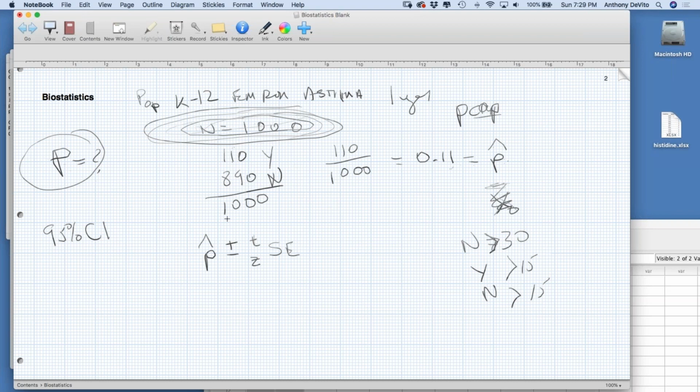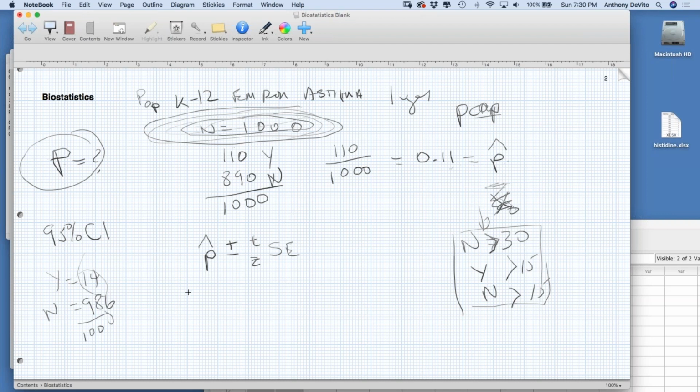Now, had the yeses been equal to 14, and the nos had been 986, that would still be a sample size of 1,000, but we wouldn't have qualified for our assumptions because one of the groups that we're examining is less than 15. So we want to make sure that we're working within the assumptions that we're starting with. Okay, let's go ahead and figure this out.